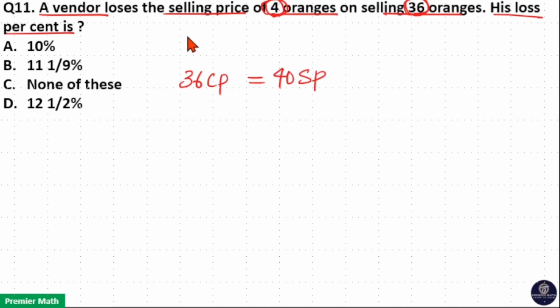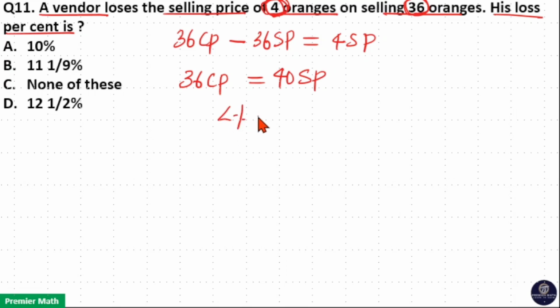That is cost price of 36 oranges minus sell price of 36 oranges is the loss here. Loss here is equal to sell price of 4 oranges, that is 4 SP, which means total cost price is 4 SP plus 36 SP, which is 40 SP, that is sell price of 40 oranges.